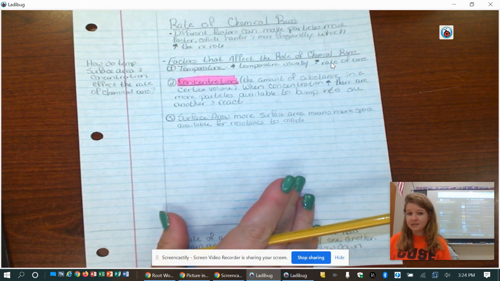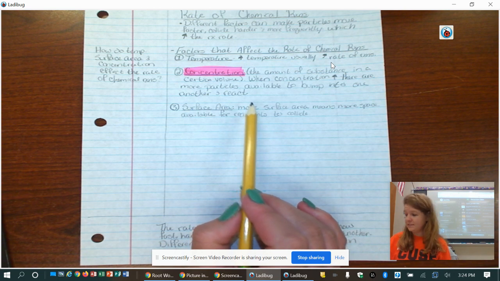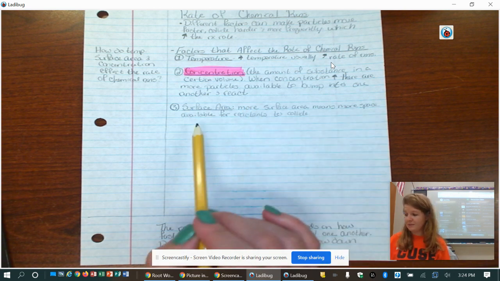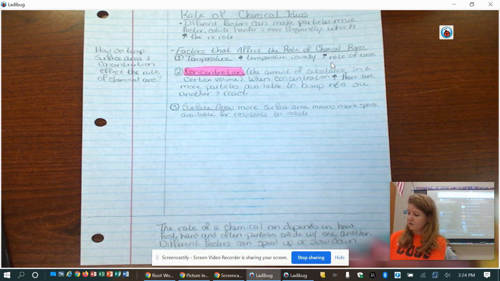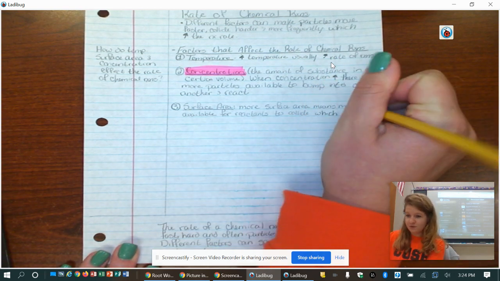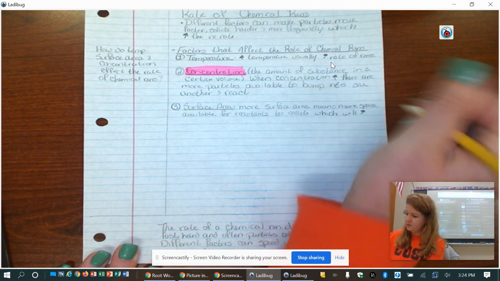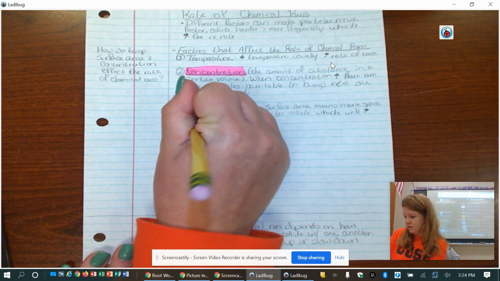And then last but not least, I talked about surface area, and I just kind of summarized what the reading said. More surface area means more space available for reactants to collide, which will increase it. And look at that. You always want to go over your notes. Will increase reaction rate.